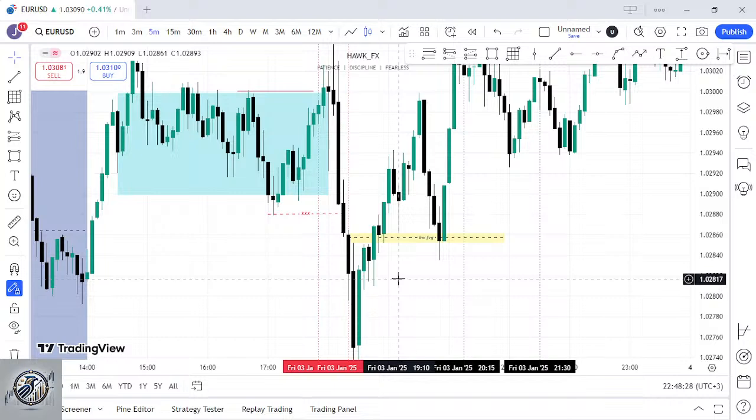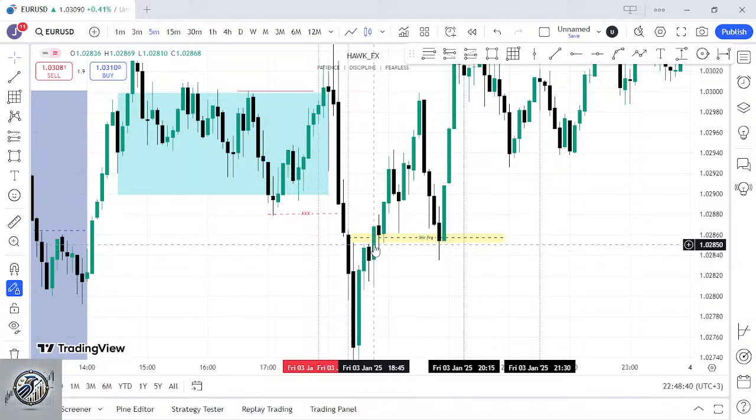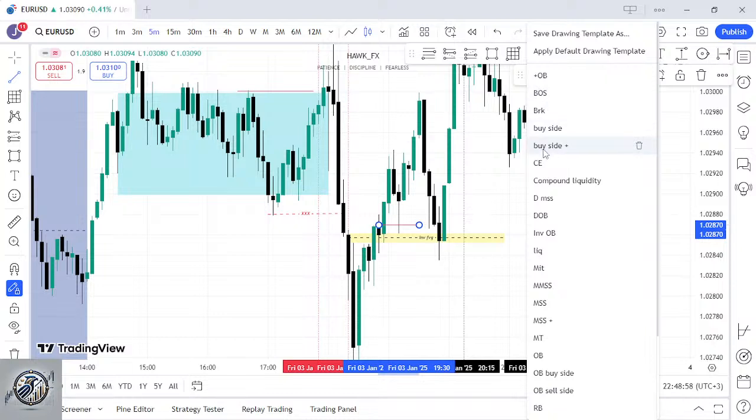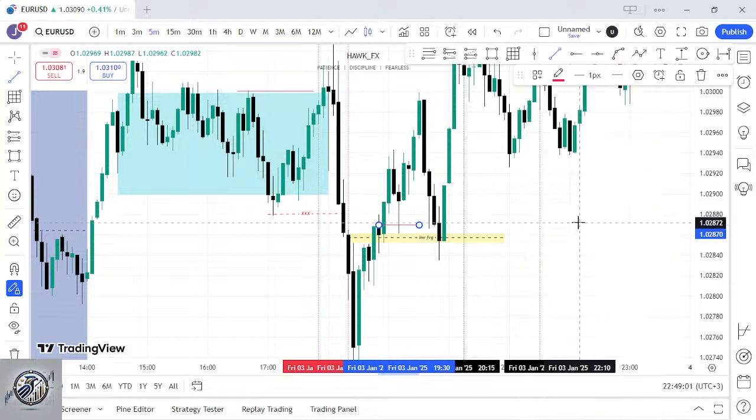Now, one of the criteria I have for inversion fair value gaps is when price rallies above a certain fair value gap and inverts it, I would want smart money to offer to create an order block, which we have right here, within or below or just around that inversion fair value gap, and that is already a trade opportunity. It's like this one. That's our order block right there.